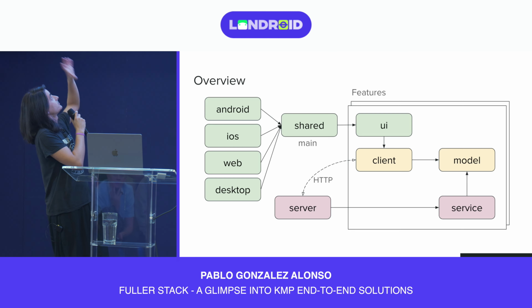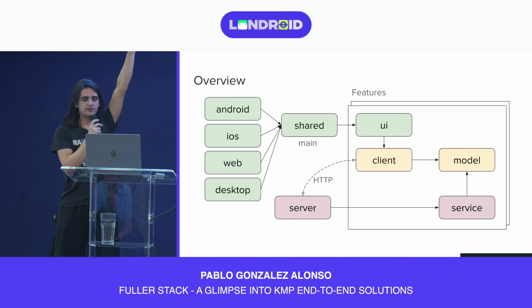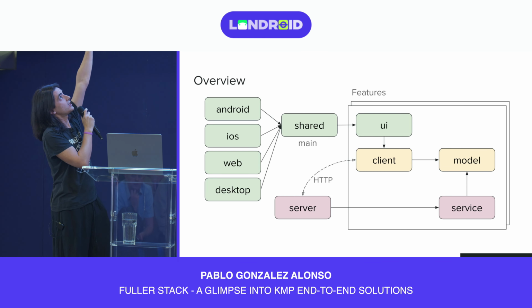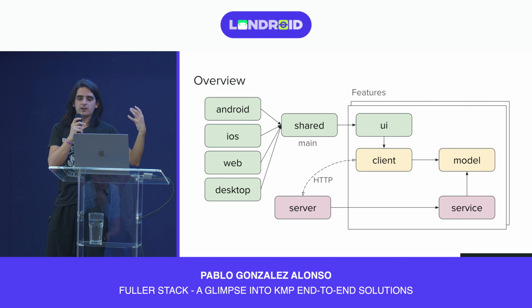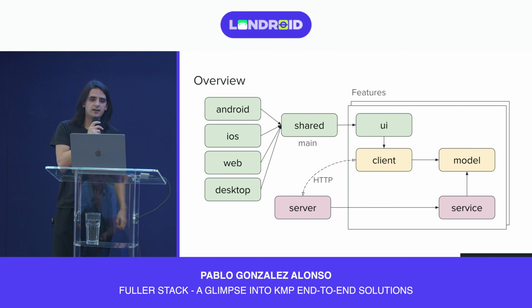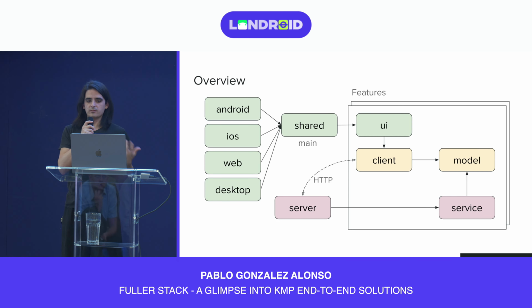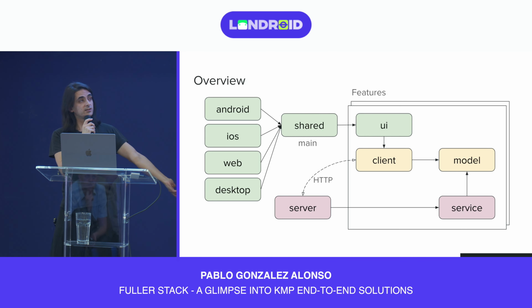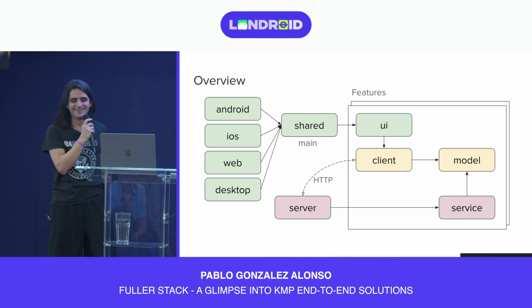So you have all your targets, then you have the shared main, which basically makes all the different targets very thin, and then the shared is the one that actually combines all the UIs. Then the UI will consume data from the client, which then has a shared model in between the client and the service. And as you can see, as I was saying earlier, you have the server that serves.